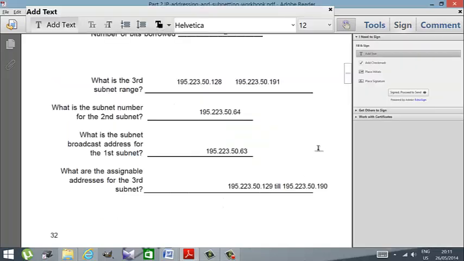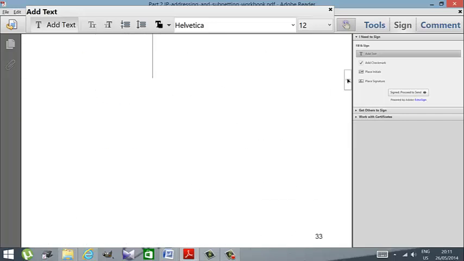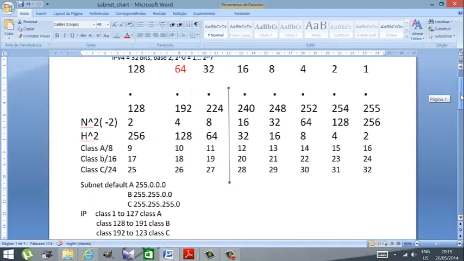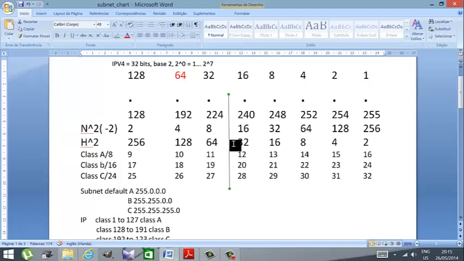So everything matches. Let's try now a class B question. So now we have this address, 19.35.0.0. We have to find 750 subnets. So if you take this line and keep borrowing bits until we get to borrow 8 bits, we're gonna have 256. It's not enough.